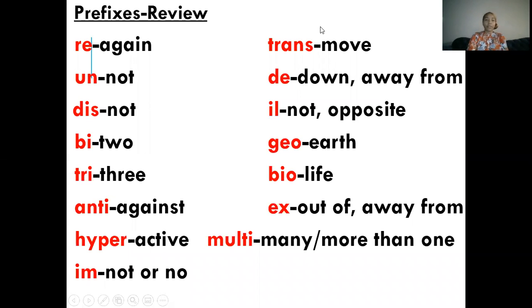Let's do a quick prefix review. Re means again, un means not, dis means not, bi means two, tri means three, anti means against, hyper means active, non means not or no, trans means move, de means down or away from, il means not or opposite, geo means earth, bio means life, ex means out of or away from, multi means many or more than one.